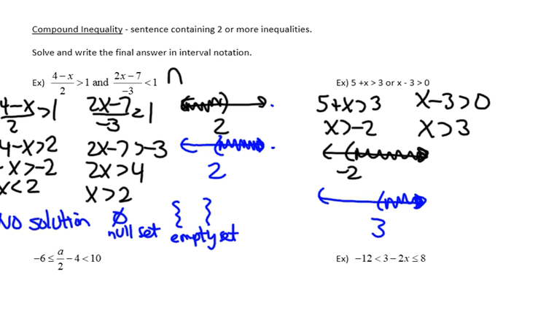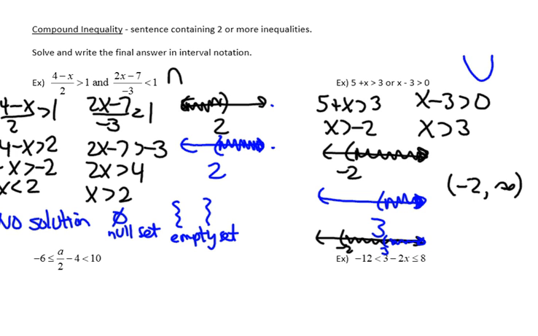Now remember, this is an OR statement, so this is a union problem. Okay? So I can be either in the black or in the blue. So if I want to redraw this, and I can, what is the interval that is in the black or the blue? Well, the black starts at -2. It's not a solution there, but it's a place to start. So that's a parenthesis. And both the black and the blue go to infinity, and we know we put a parenthesis after that. So that is the solution to this.